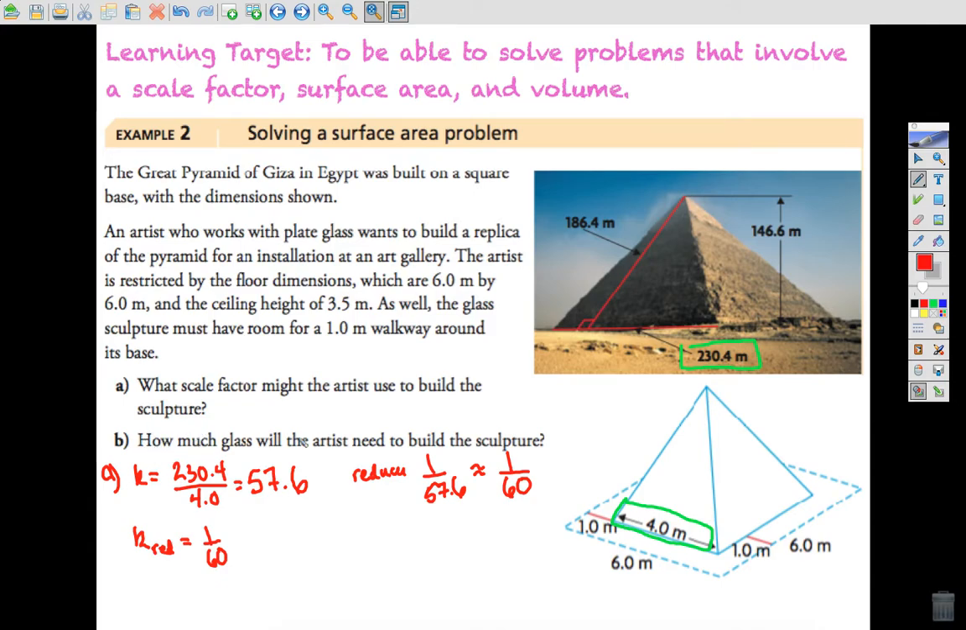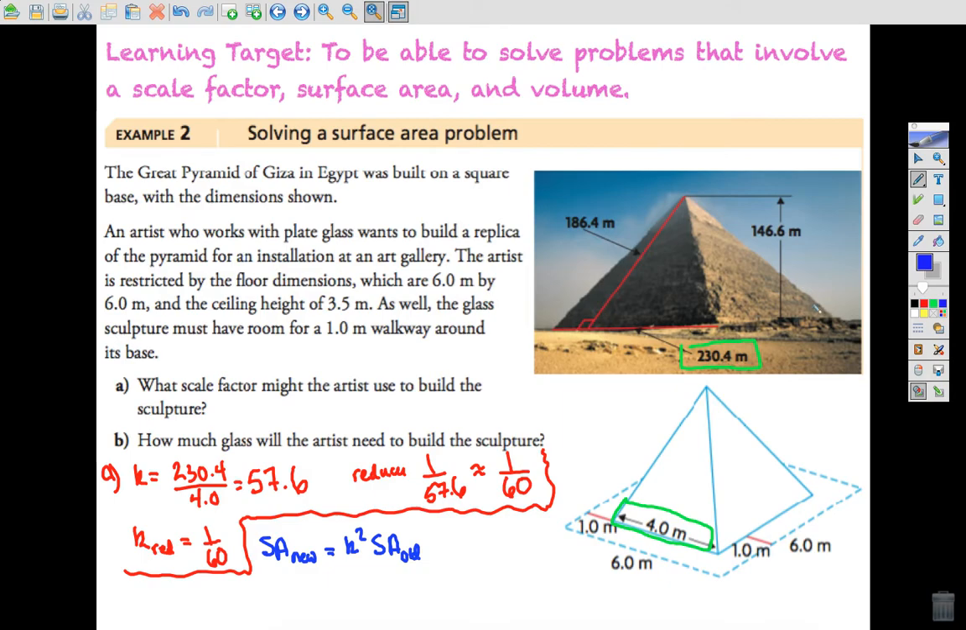Now that we know that, we want to figure out how much glass the artist will need to build his sculpture. Hopefully you're recognizing that what we're talking about here is surfaces, and so what we really care about is the surface area. Now, if you watched the last video, you recognize that when the original dimensions are affected by a scale factor of K, the surface area is affected by a scale factor of K squared. So the amount of glass required is based on the new surface area of the scaled down model, and that's going to come from K squared times the surface area of the original model.